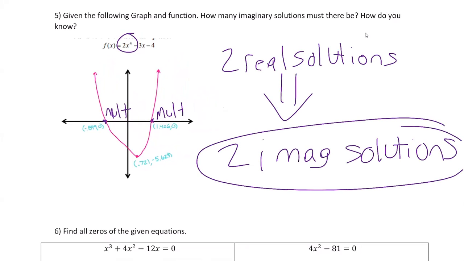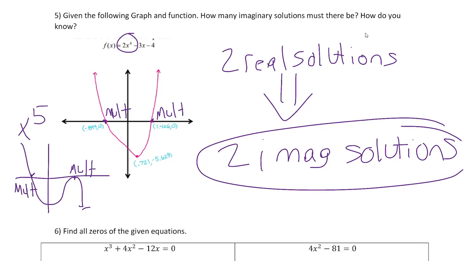But keep in mind, just for example, say you had something that looked like this, where it bounced and it crossed through. Let's just say it was a 5th power. Well, this would be a multiplicity of 1. This would count as a multiplicity of 2. So between the real solutions, there's 3 real solutions, because remember, a multiplicity of 2 counts as twice. So this would also have 2 imaginary solutions.